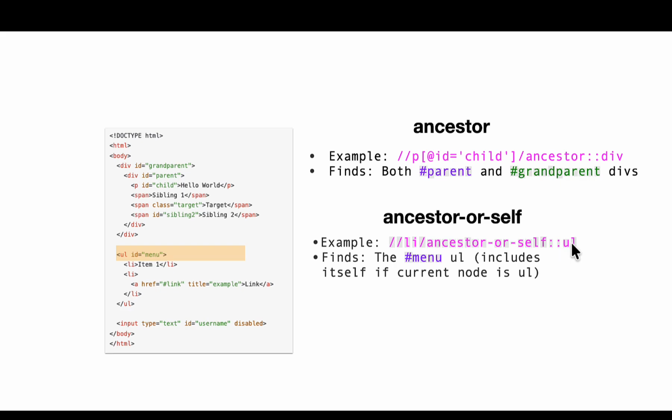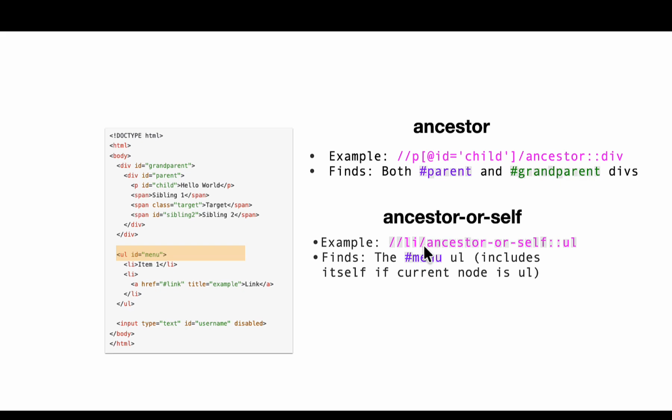If you give a star here, it may select current also. It will select current also, but if the current tag is ul and the ancestor is also ul, in that case it will select both actually. So that's the difference. Ancestor will select only the ancestor, parent, grandparent, but ancestor-or-self will select the current element also, parent also, and grandparent also. But the condition is that the current element should be whatever you put here, colon ul, right? So the current element is li, and on li we are putting this ancestor-or-self.